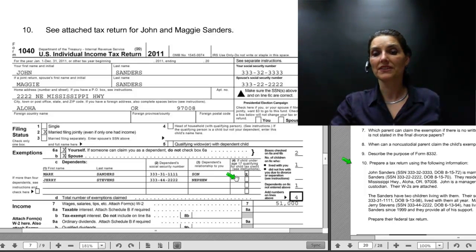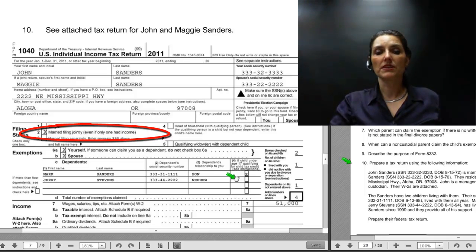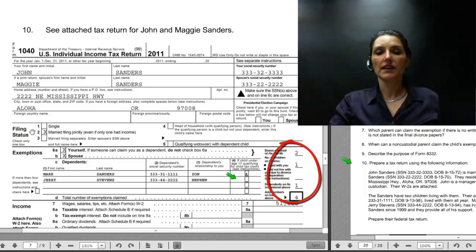We also see that the filing status is married filing joint, and that we are entering two exemptions for the husband and wife, one exemption for a child who lived with the Sanders, and another exemption for a dependent other than a child.